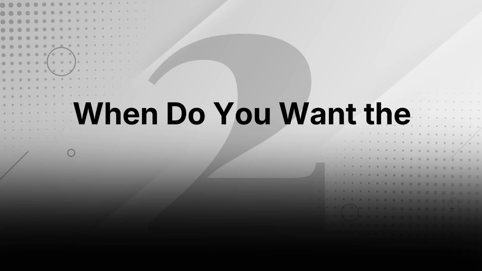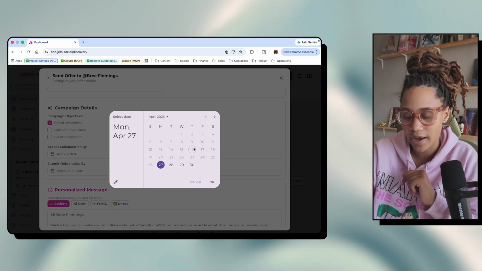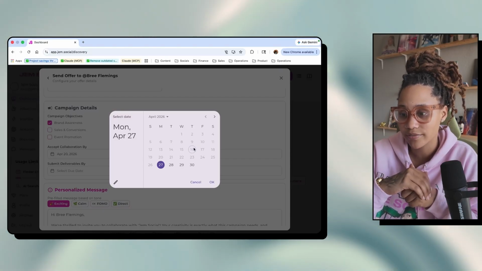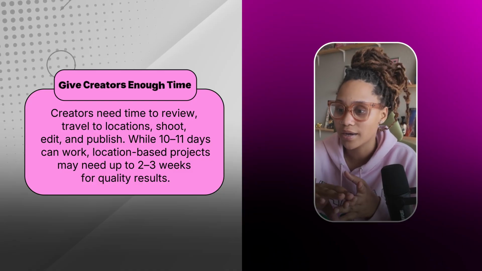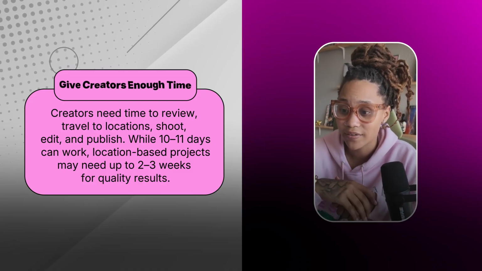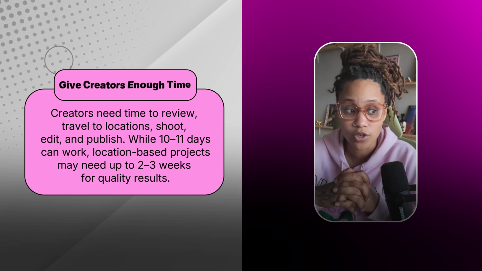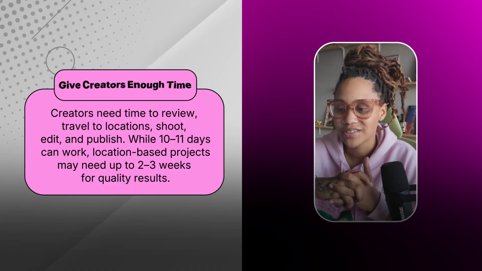But when do you want the deliverables due? Now, this is very important. Our system already pushes it out about 10 to 11 days because we believe creators need to have some time in between. They need to review the campaign brief. They need to take time to edit. Sometimes they have to drive to the location to shoot, and that can be tough. If that's the case, you need to give them maybe 3 weeks because they might need a week to go to the location, shoot the content, edit the content, and get it live. So just keep that in mind.